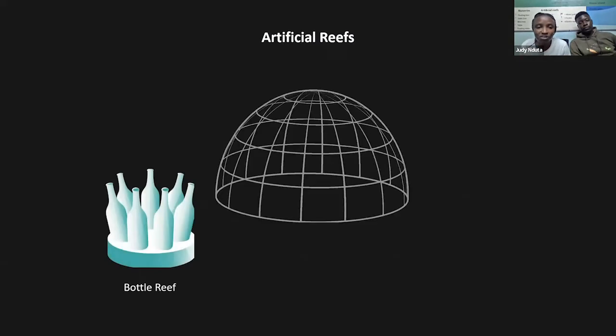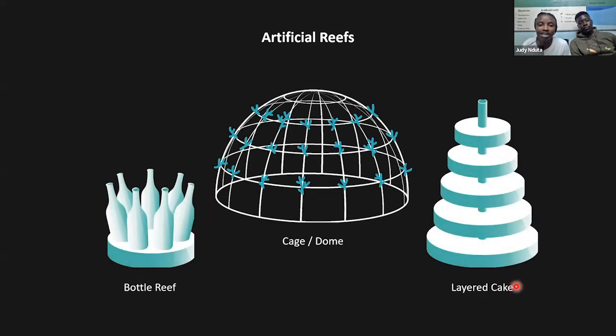So on the artificial reefs, this is an animation of how our artificial reefs look. One of them is the bottle reef. As you can see, it's bottles and concrete. We attach the corals onto these mouths, and this concrete also ensures that there are coral recruits in this area.